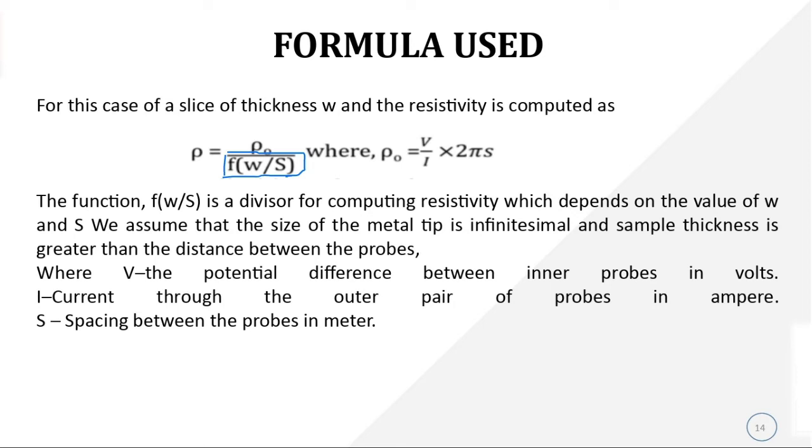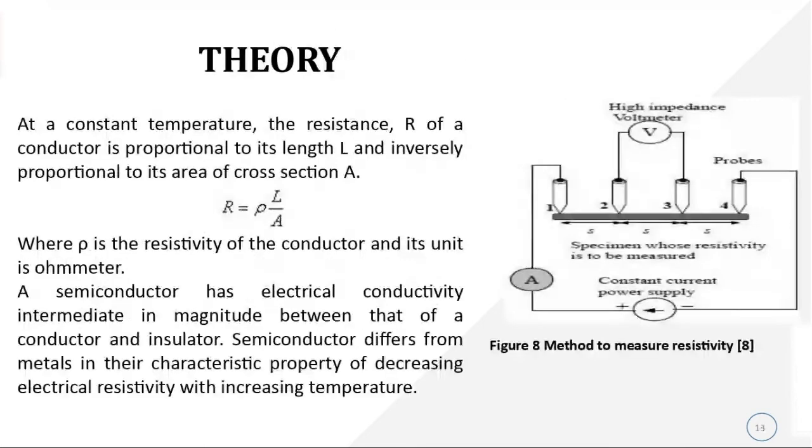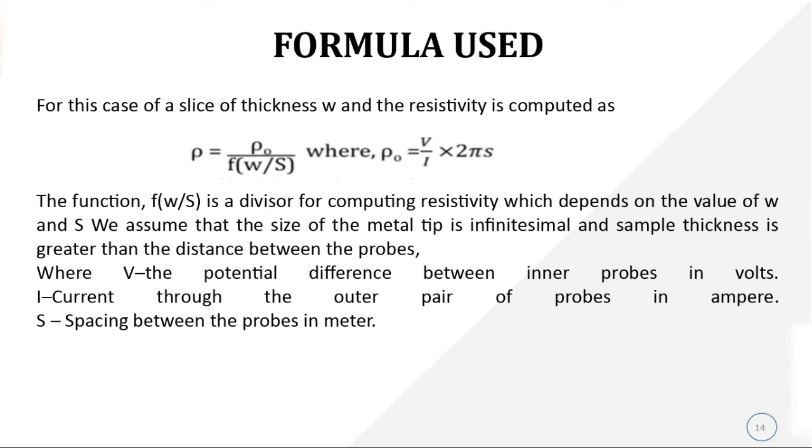And what is S here? S is the distance between the probes. So how much they are apart from each other, these probes? If you are saying it is S, what is S here, and how much width of the sample you are using? You have this function, and this function is a divisor for computing resistivity, and this depends on W and S. So the only difference in the resistivity of a semiconductor is by this factor, and this factor is fixed for a particular arrangement.